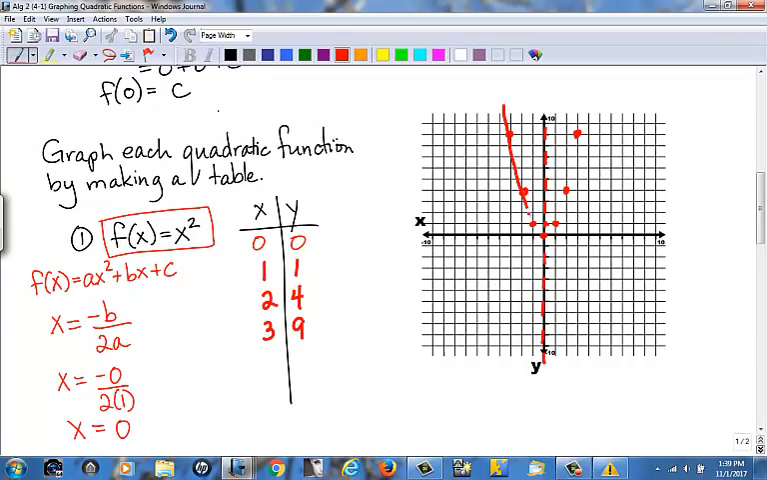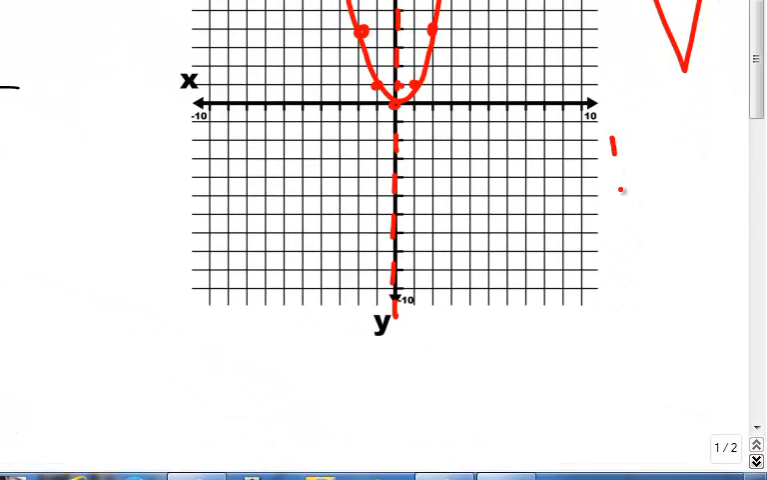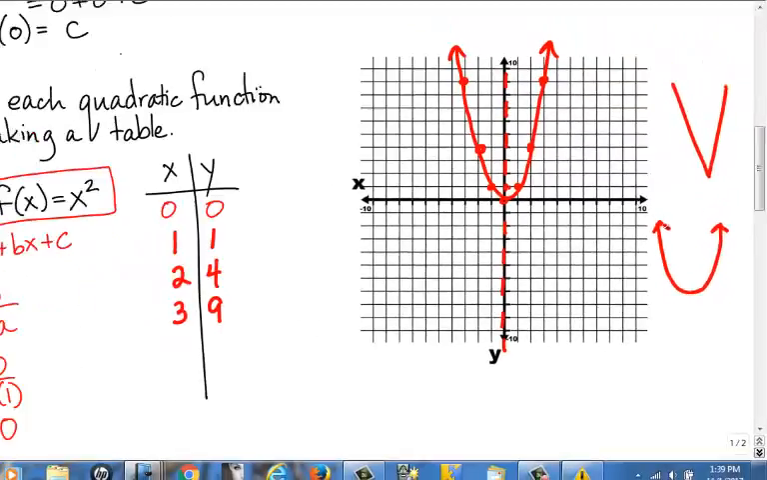A parabola does not look like this. A parabola is not a V. It is a smooth curve that looks like this. As best you can. Okay, let's try another one.